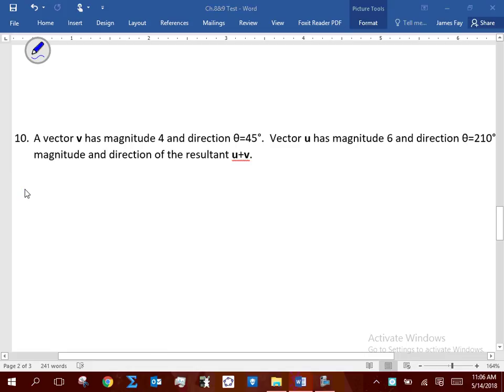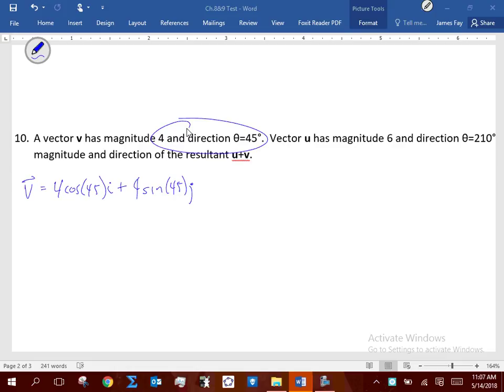So I'm going to find vector v. It's 4 cosine of 45 times i plus 4 sine of 45 times j. That's taking this information and plugging it into magnitude times cosine of theta i plus magnitude times sine of theta times j. That turns into 4 times radical 2 over 2 times i plus 4 times radical 2 over 2 times j. So this becomes 2 radical 2 i plus 2 radical 2 j. So that's nice, we got that.